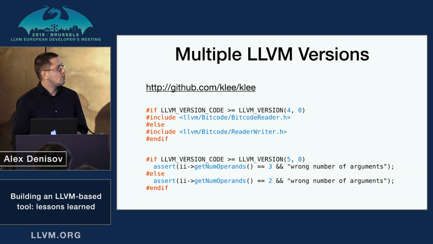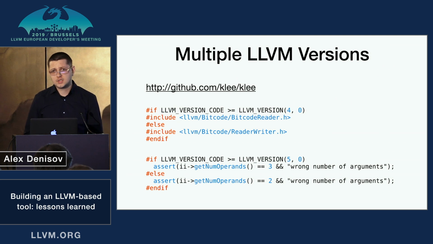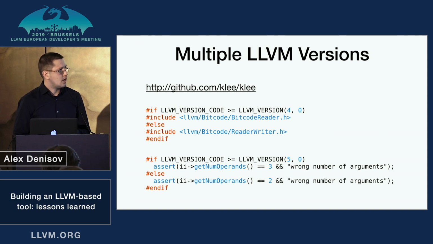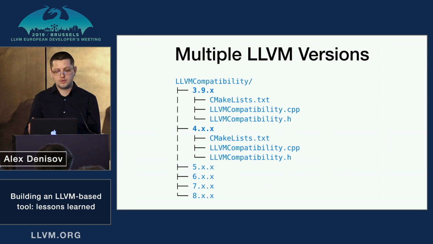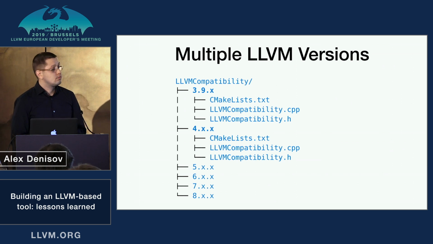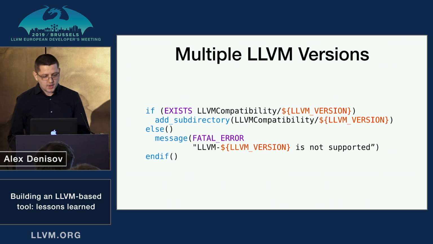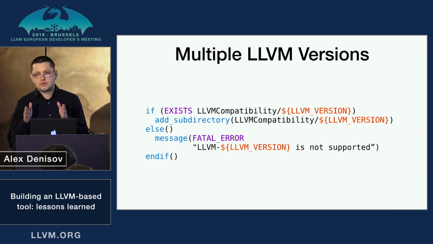Basically, in your source code you have lots of ifdefs and so on. So it works. They also support multiple versions, I think from 3.8 or 3.9 to 7 or something, so any version. But I find it a kind of dirty approach, so I don't like that, and we took the other way. Basically, we provide a bunch of libraries that glue our tool to LLVM itself, and it looks like this on the hard drive. From the CMake perspective, we take the LLVM version and check if there exists a folder or a library that provides the glue for that version. Then we use that. Otherwise, we say that it's not supported.